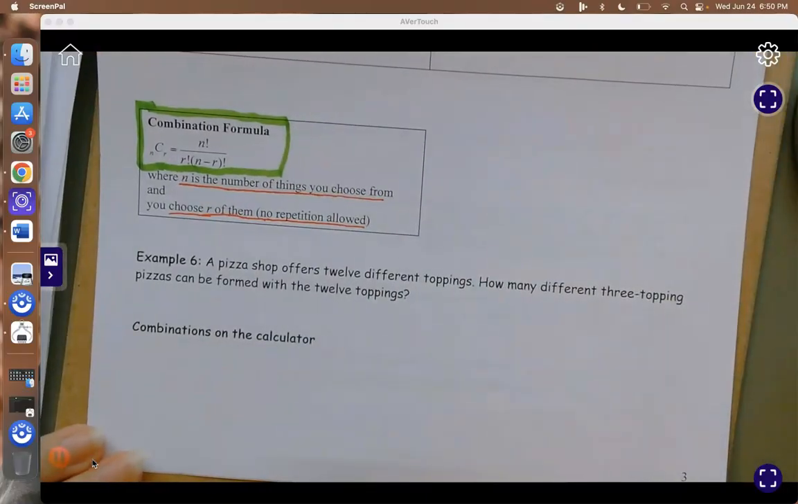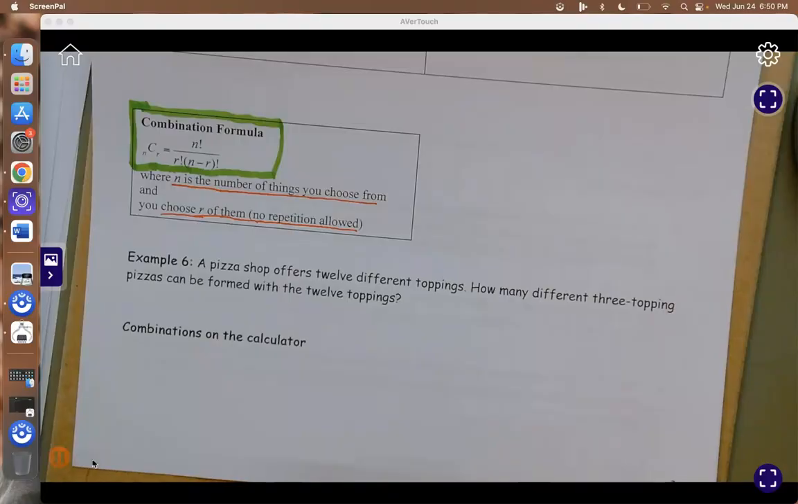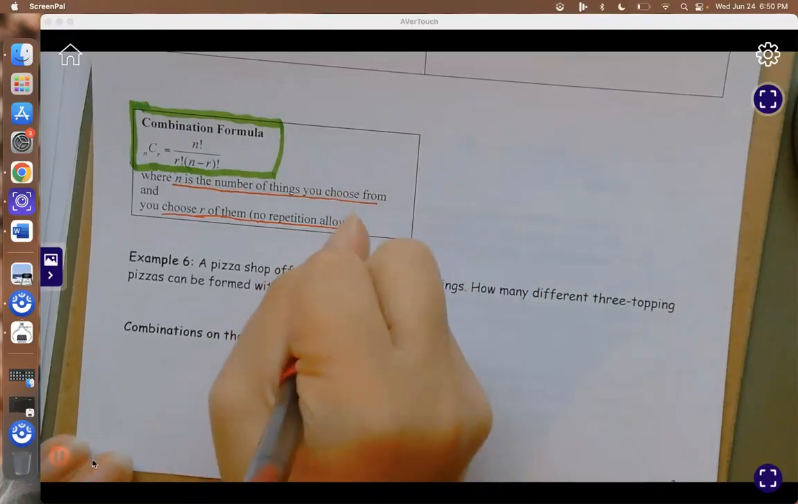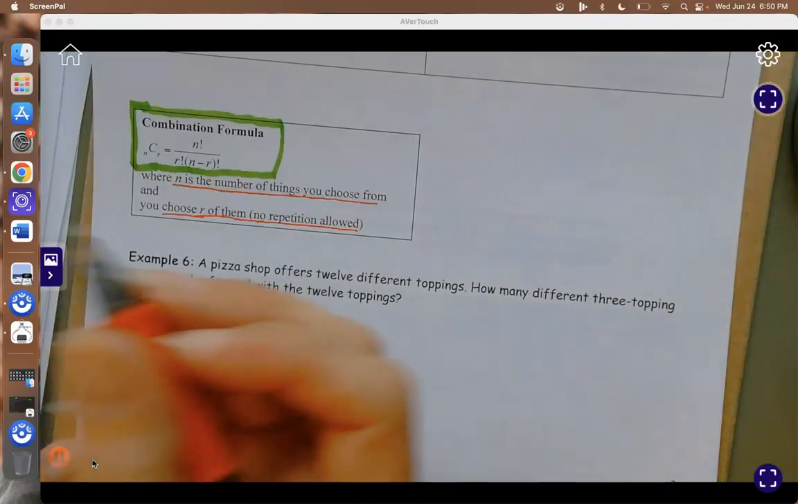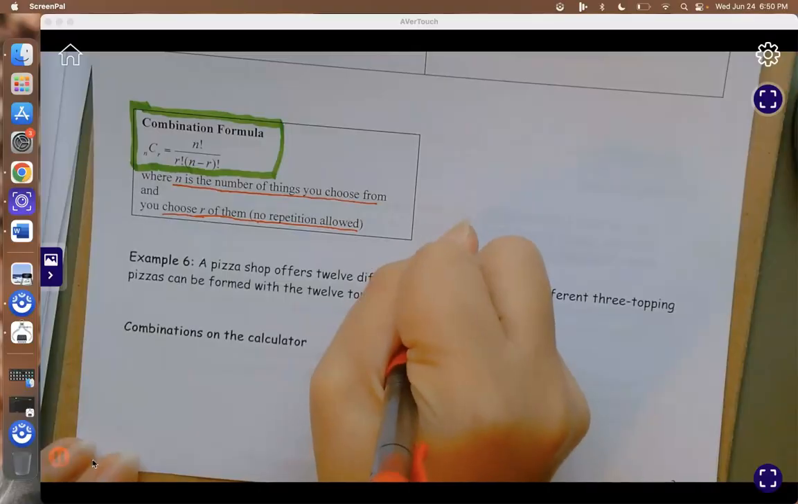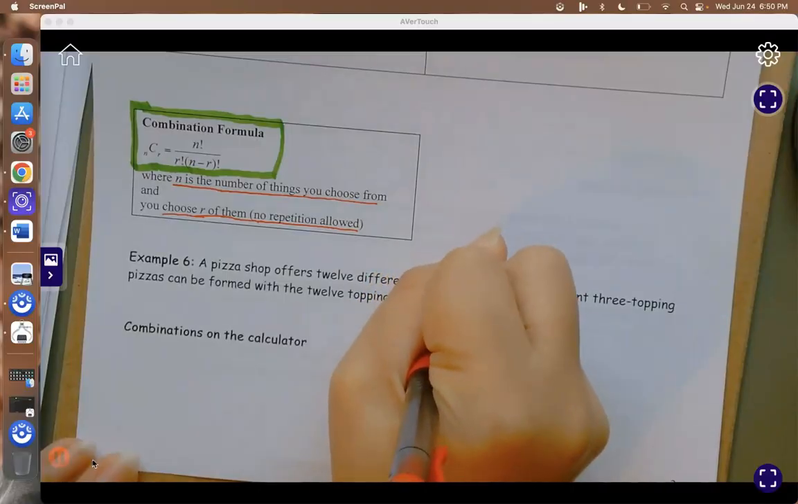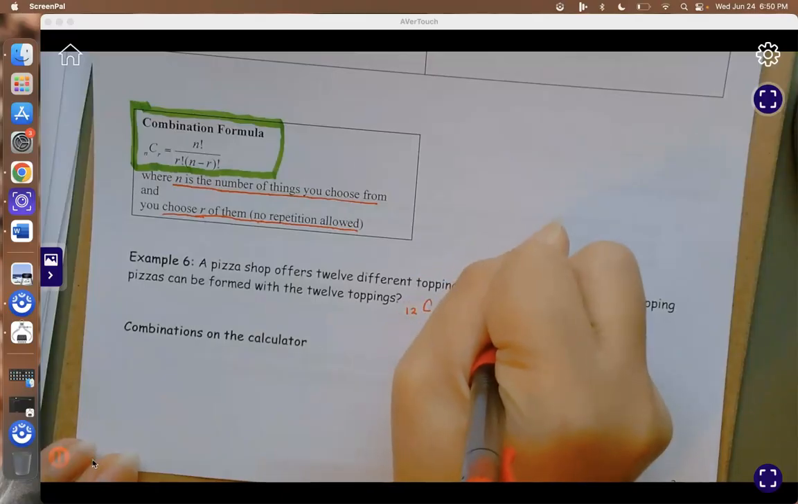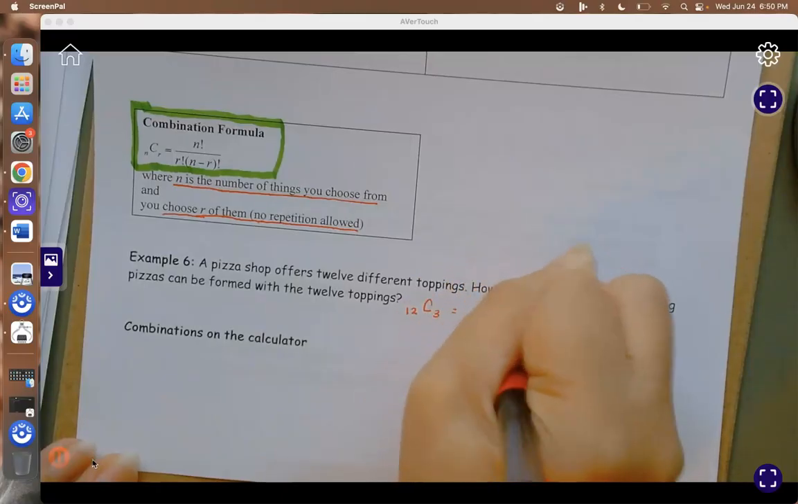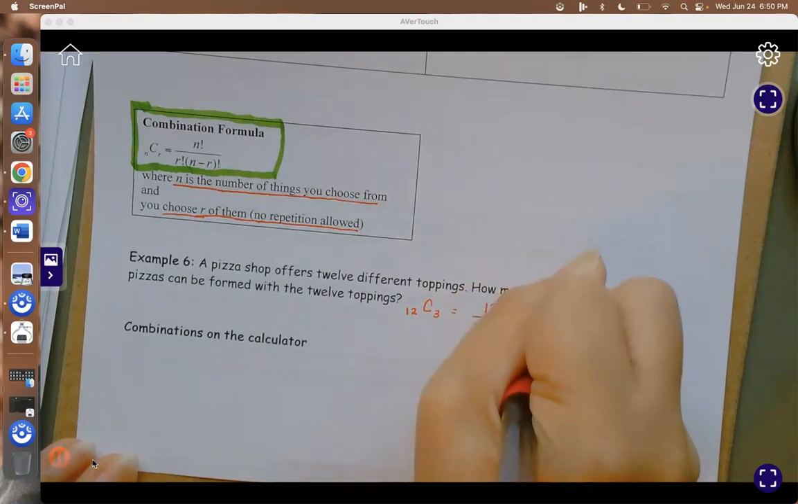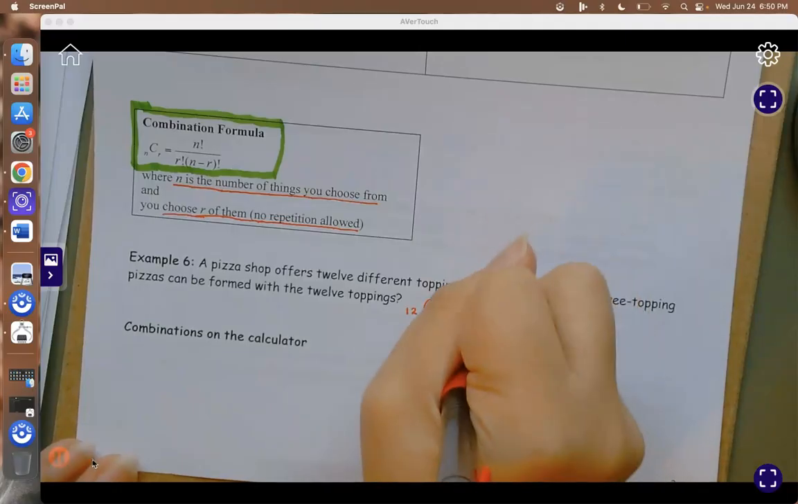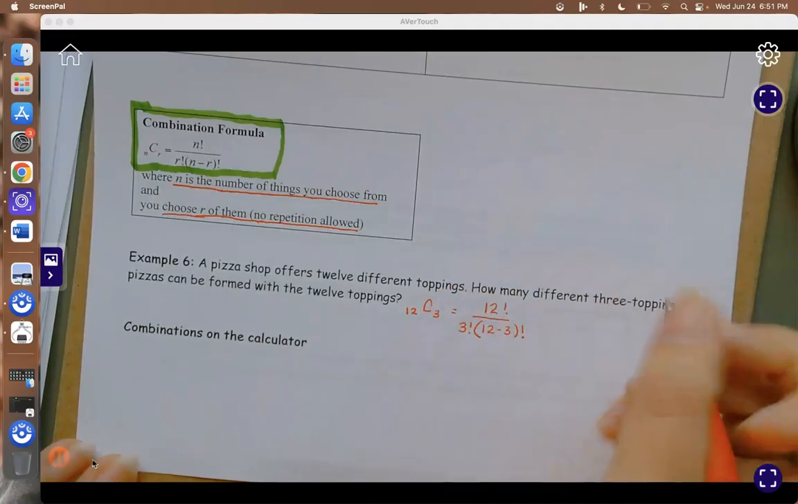Okay, so let's look right here and do this by the formula. A pizza shop offers 12 different toppings. How many different 3-topping pizzas can be formed with the 12 toppings? Because when you get the pizza, you're not going to know what order they put the toppings on. So that's 12C3. So using the formula, the 12 goes on top. And the part that's like the permutation is the 12 minus 3. But then we also have to include 3 factorial here.